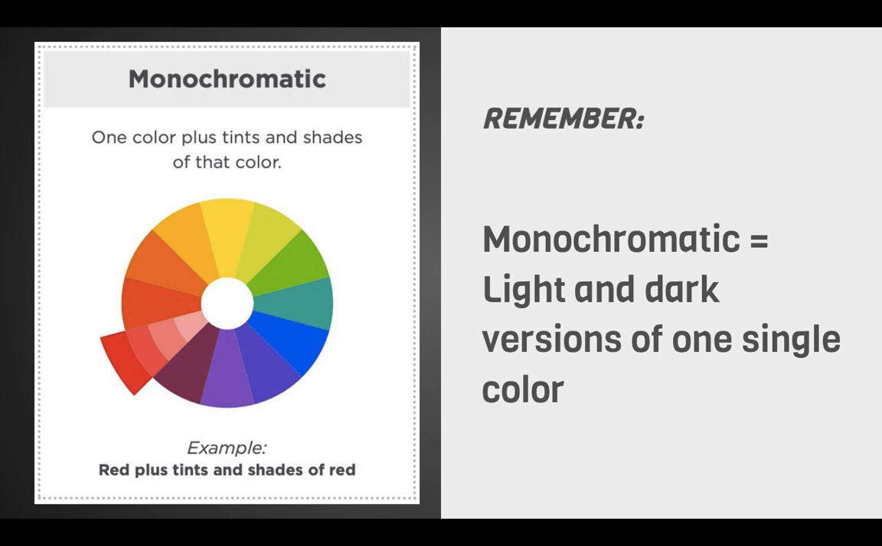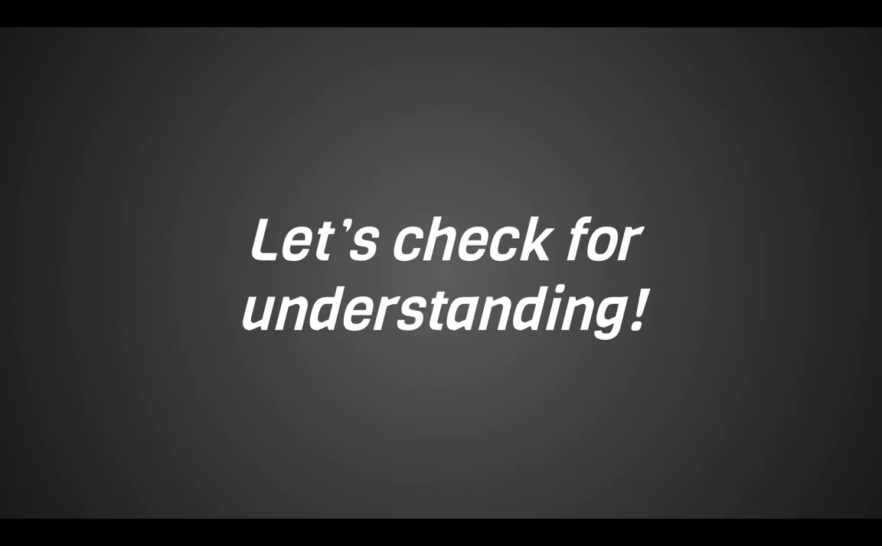In the example on the left, they've chosen one color, red, and they are showing you light and dark versions of just red. It doesn't include reddish orange. It doesn't include reddish purple. It's just red, light and dark versions of red. So let's check and see if you understand.